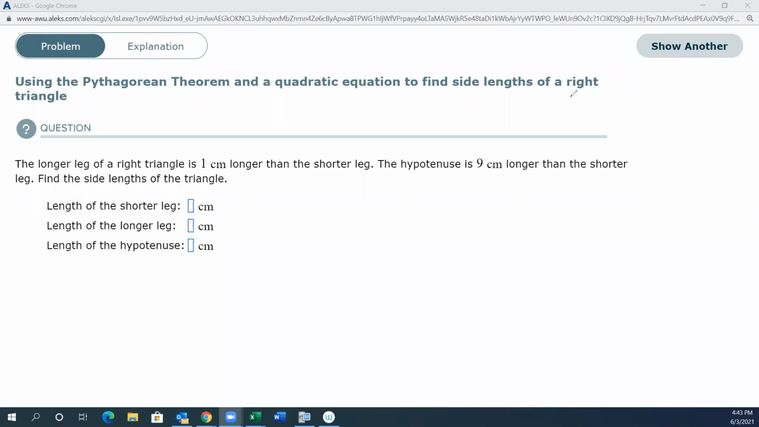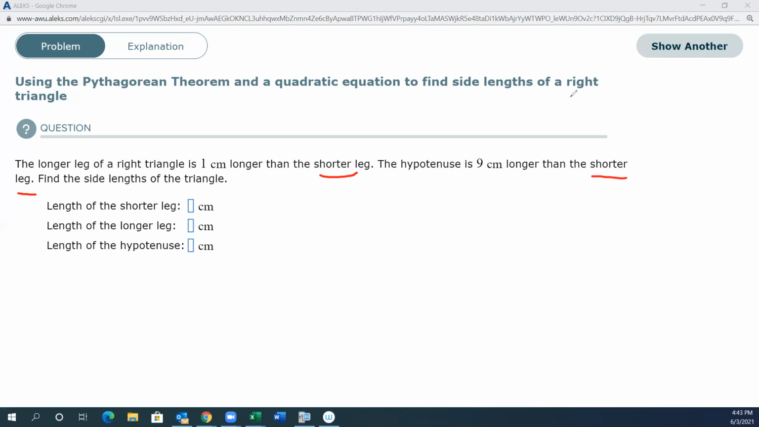Okay, this one's a little different. The longer leg of a right triangle, oh, we know we're doing Pythagorean theorem, is 1 centimeter longer than the shorter leg. Now the hypotenuse is 9 centimeters longer than the shorter leg. How long are all the sides? Okay, so here's my strategy for these, and I think it works pretty good. If you pay close attention, you'll notice that 2 of the sides are both being compared to the same side. The longer leg is being compared to the shorter leg, and the hypotenuse is being compared to the shorter leg. They're both being compared to the shorter leg.